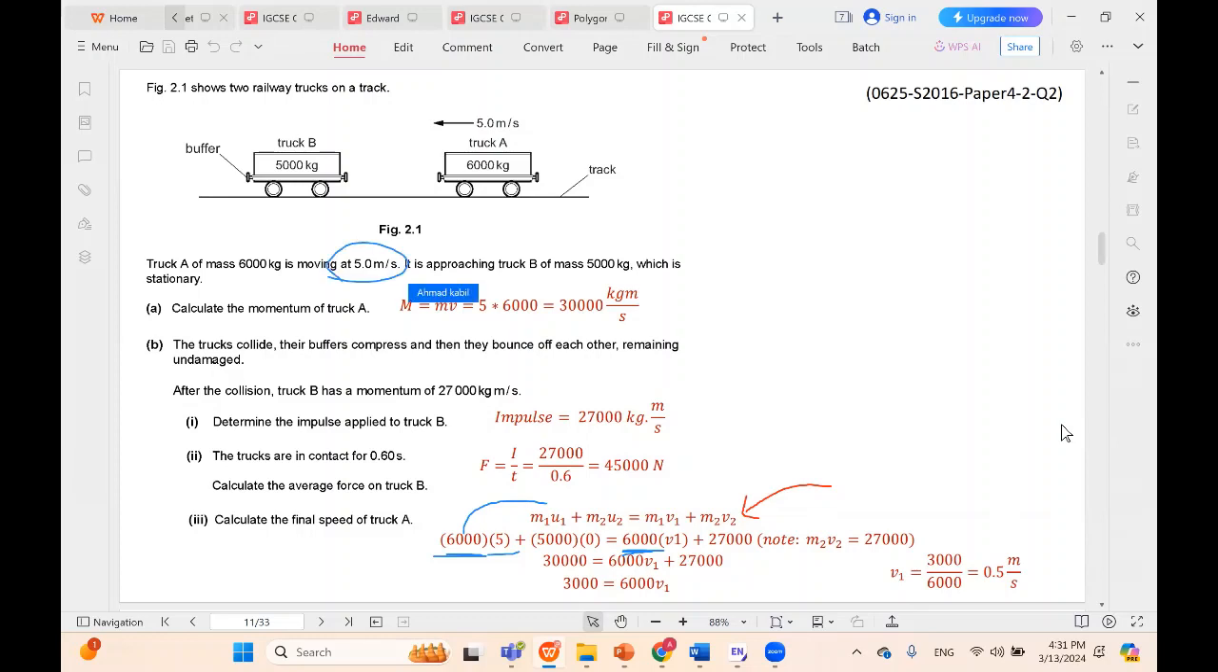And then we know that B is stationary before the collision, so this is all going to be 0 anyway. And then we want the final speed of A after the collision. We don't know the final speed of B, but we do know that mv in general is equal to 27,000. This is the final momentum of B. So we take this 27,000 and we put it here as one single entity representing m2v2 as a whole. So m2v2 as a single unit is equal to 27,000. And then we have an equation with one unknown, and we can solve for v1, getting the same answer that we got the first time as well.